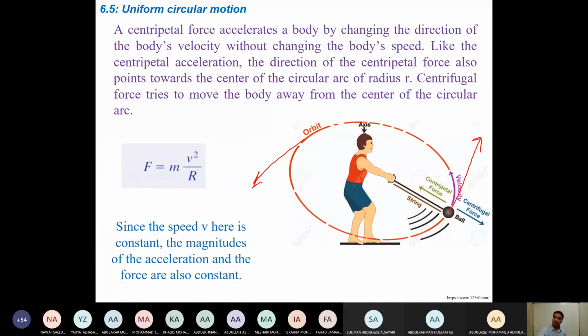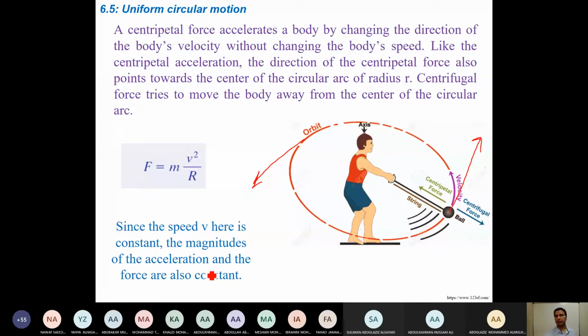Now, whenever there is acceleration and we multiply that with the mass, that becomes a force, because by Newton's second law, F equals ma. And since a is v squared by r, mv squared by r is giving me a force. The name of that force is centripetal force. What is centripetal force? It is the force which keeps the body moving in the circle.